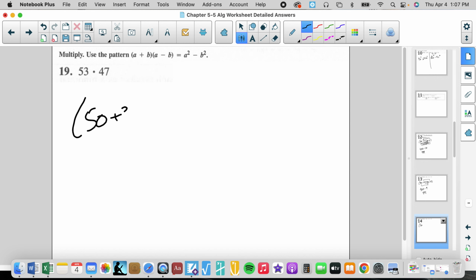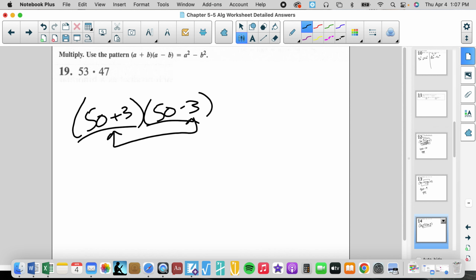53 is 50 plus 3. 47 is 50 minus 3. Now, they must be conjugates. When you create these two binomials, they have to be identical except for the signs. So you're just not picking any two numbers. You do have to do some thinking to see what number plus and what number minus will create those two numbers. So that's 2,500 minus 9, which is 2,491.